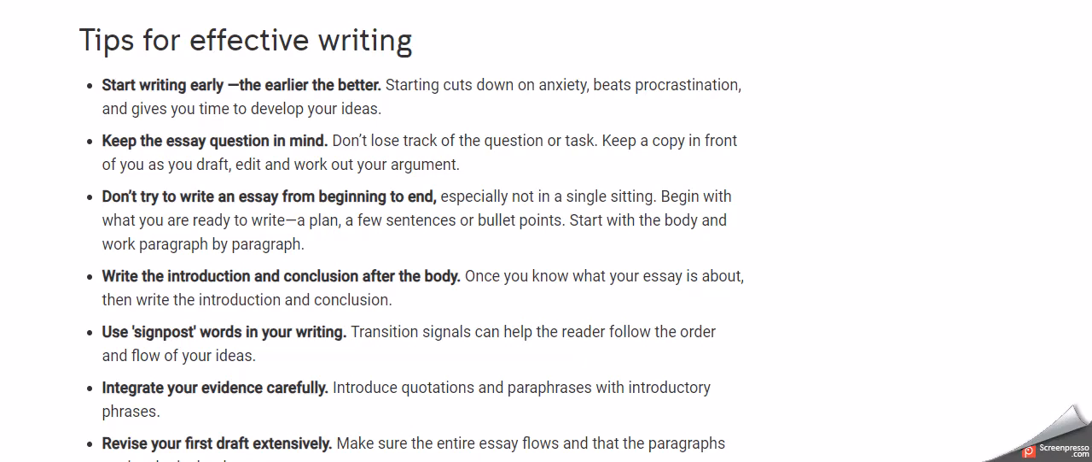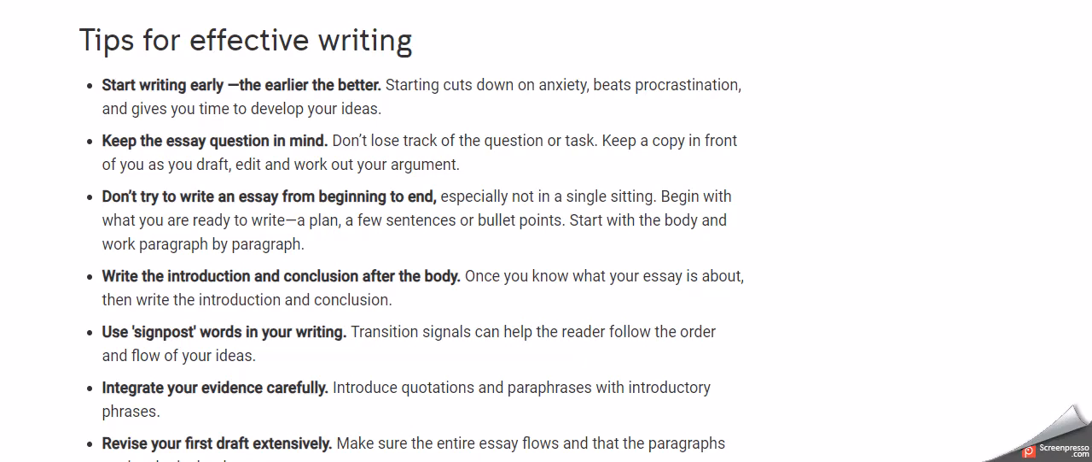Don't try to write an essay from beginning to end, especially not in a single sitting. Begin with what you are ready to write, a plan, a few sentences, or bullet points. Start with the body and work paragraph by paragraph, okay? Take your time, because what counts most is not finishing up quickly, but having a nice essay in the end, okay?